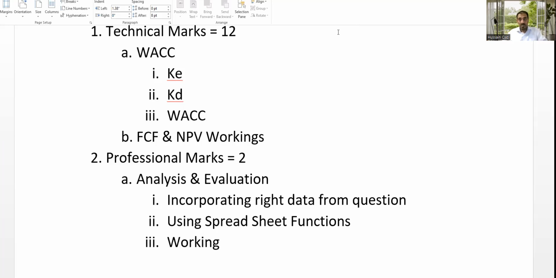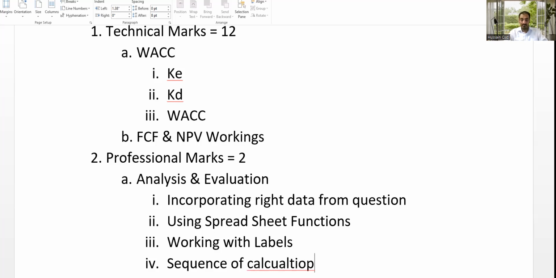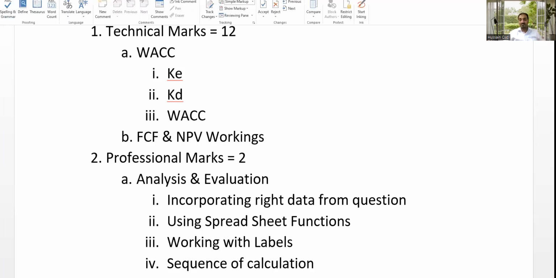Working with labels. Labeling: for example, if you are doing investment appraisal and working with the NPV, mentioning the discount rate, from where you identify the discount rate is called working number 1. Proper labeling. The sequence of calculation also matters. And these are free marks.